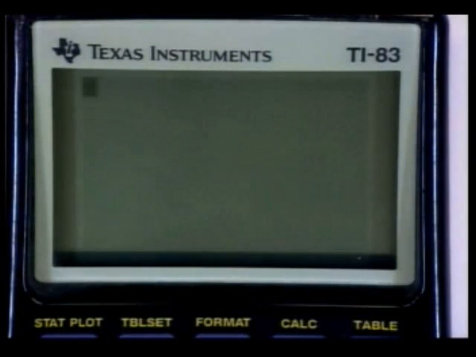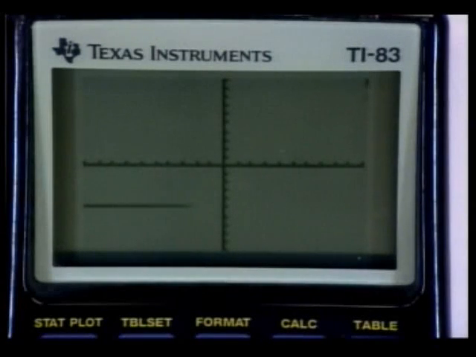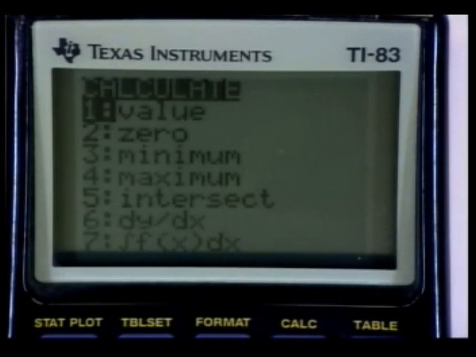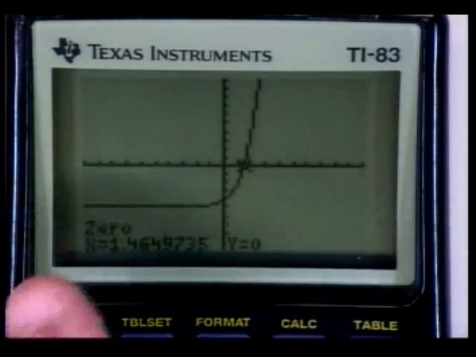And we got the famous two choices. You can subtract, which is what I'm going to do. I'm going to go 3 to the x power and then subtract 5 and look for a root. Okay, it looks like there is one. It looks like it's between 1 and 2. I go calculate. Number 2 is a zero. Left bound, we can go right there. Right bound there. Try to guess the answer. 1.465.